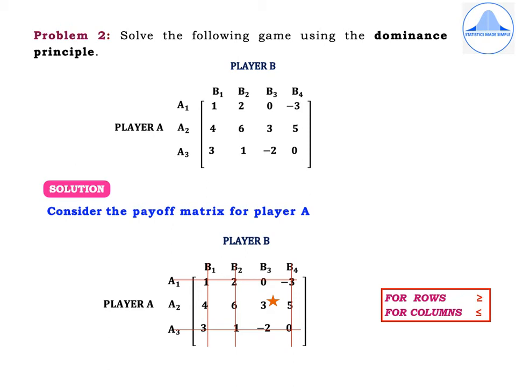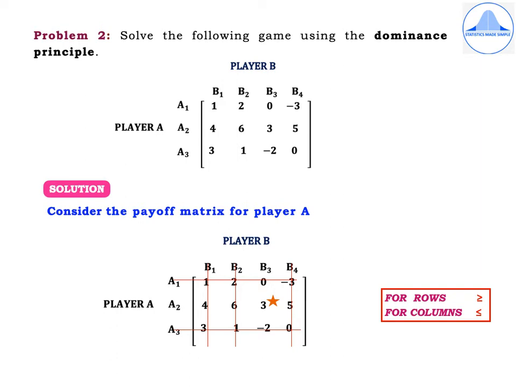Now compare B1 with B3. Now 4 is not less than 3. So B1, B3 doesn't work out. Next do B1 with B4. So you see that 4 is less than 5. So it means that B1 dominates B4. So delete B4. So you have compared B1 with B2, B3 and B4, and you see that column B2 and column B4 are deleted.